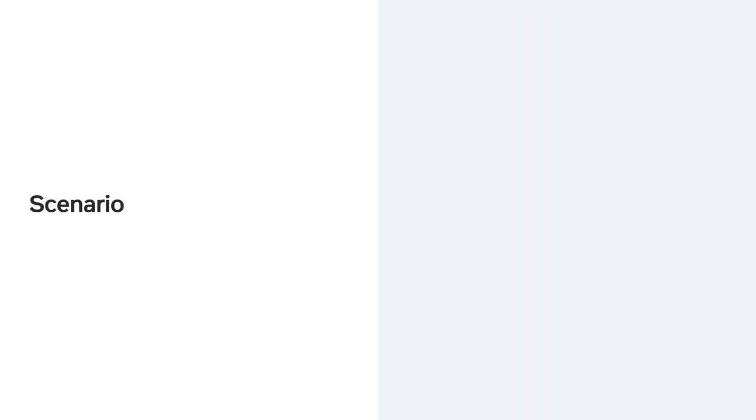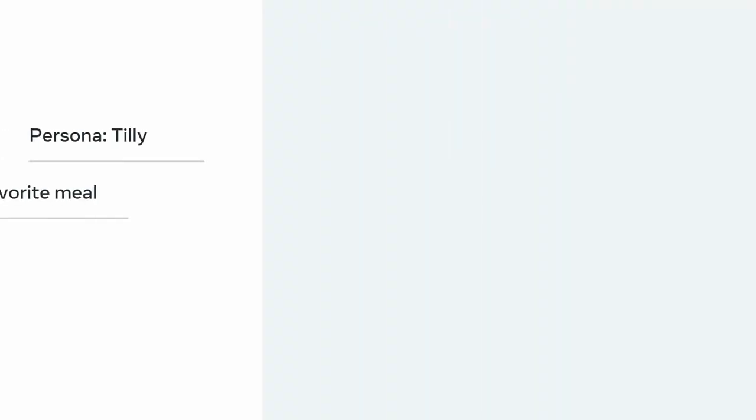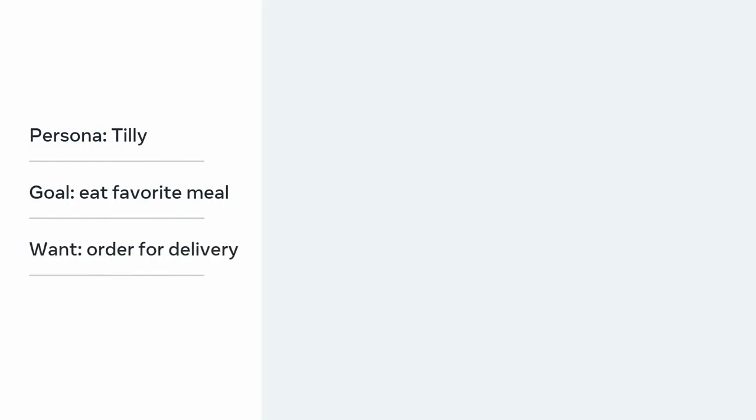Finally, a scenario is created for Tilly, which will help you solve her problems. Remember, you're empathizing with Tilly, not redesigning anything just yet. These tools helped create the following scenario. Persona, Tilly. Goal, eat her favorite meal. Want, order a vegan penne carbonara for delivery. Needs, access the site, select and customize her order. Resolution, input her details, pay for, and track her order.